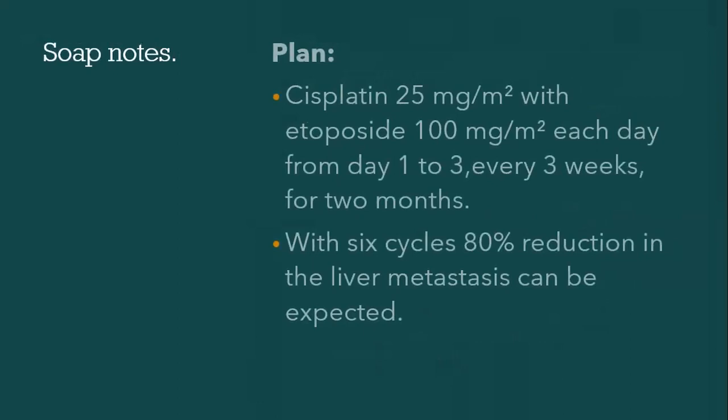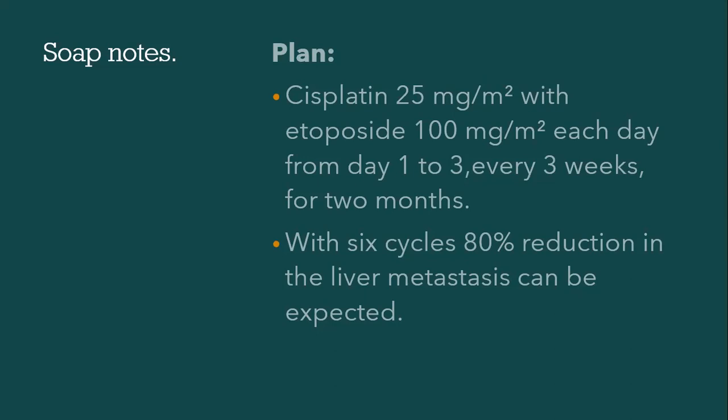Finally, we will prescribe and make a plan for the patient, which will include cisplatin 25 milligrams per meter square with etoposide 100 milligrams per meter square each day for day 1 to 3. And this will continue every 3 weeks for 2 months. And etoposide is also an anti-cancer chemotherapeutic drug.